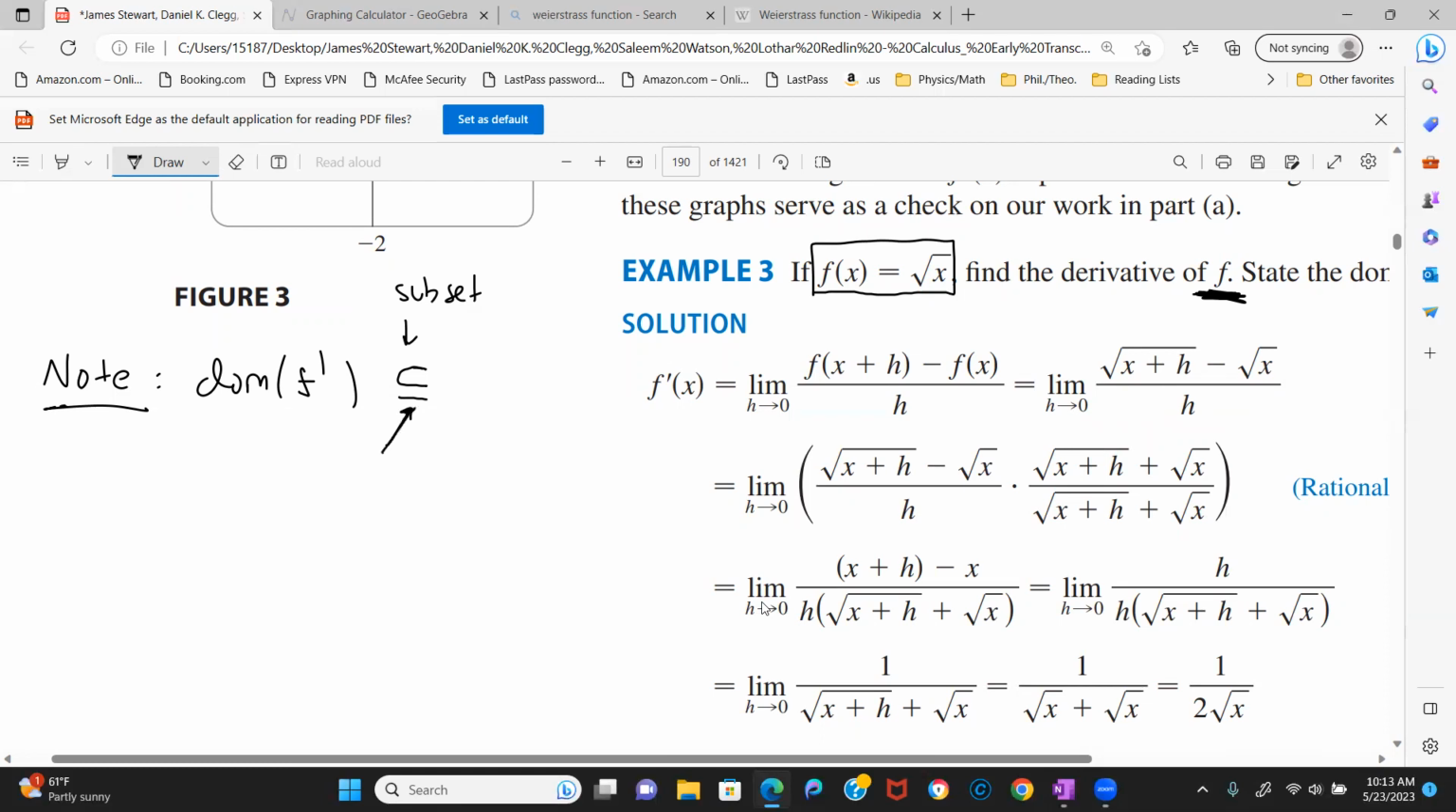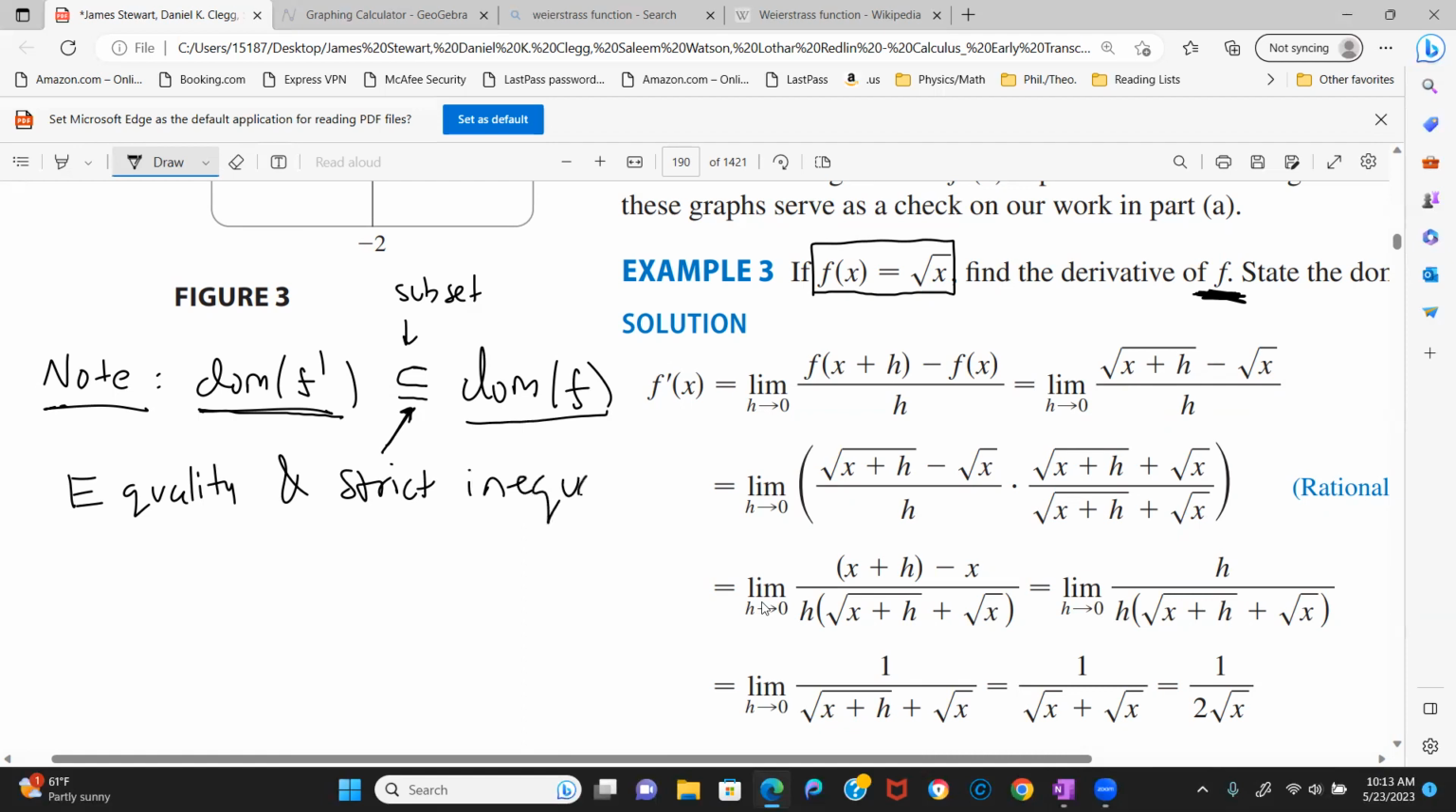You can put a relation on the set of all sets, which is given by subset. And this gives you, so you can say that this set is less than another set if it's contained in it. But all I want to point out in this note is that the domain of the derivative is always a subset of the domain of the original function itself. And then equality and strict inequality are both possible.